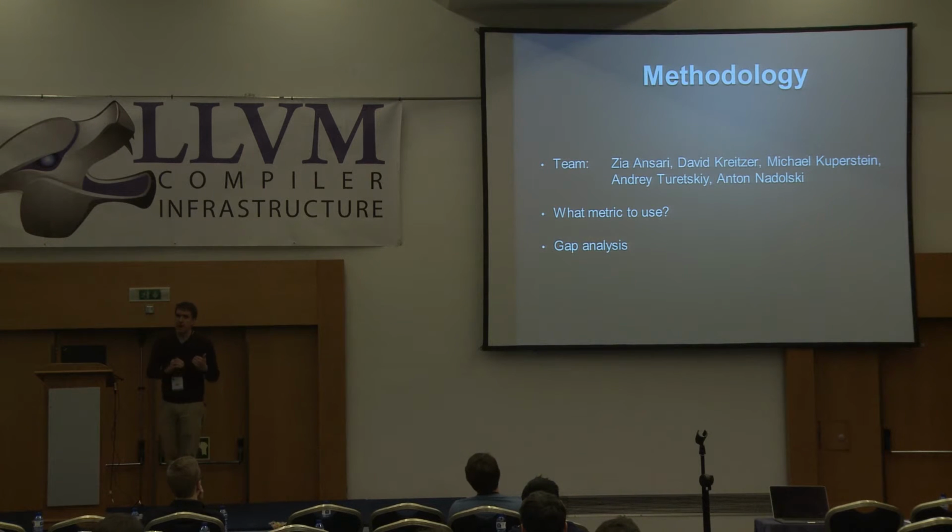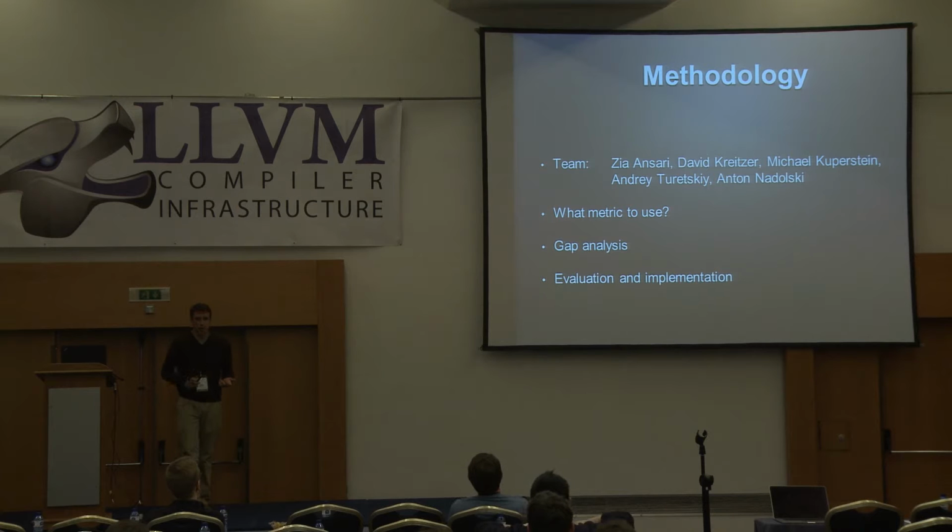Once we had our metric, the primary technique that we used to find our code size optimization opportunities was gap analysis. So we would take a benchmark, compile it both with GCC and clang, and then look at those functions or modules where the clang-generated code size was significantly larger than the GCC-generated code size. And we found a great many optimization opportunities this way.